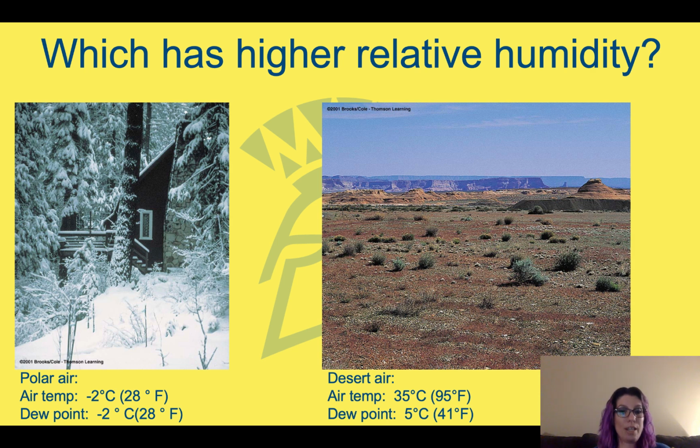But the answer is actually the polar air. We know that because you can see that the air temperature is equal to the dew point temperature. These two are exactly the same. That means that the air is saturated right here and the relative humidity is 100%. But the air temperature is 95 over here where the dew point is 41. Those two numbers are really far apart, which means it's not very close to saturation. So it's pretty dry air, which would make sense in the desert.